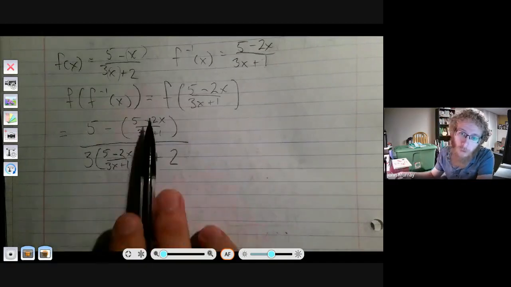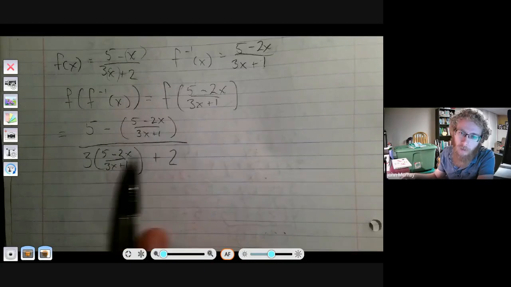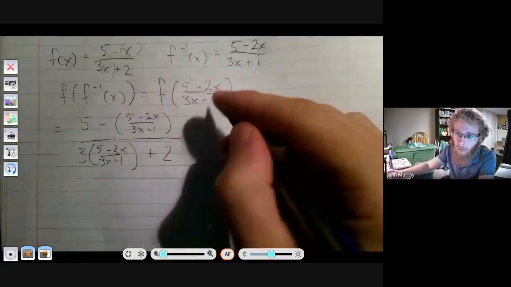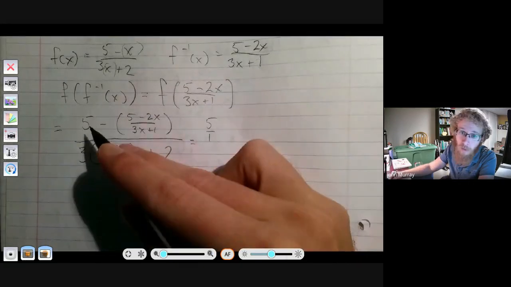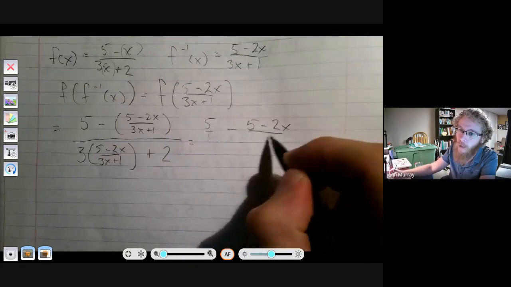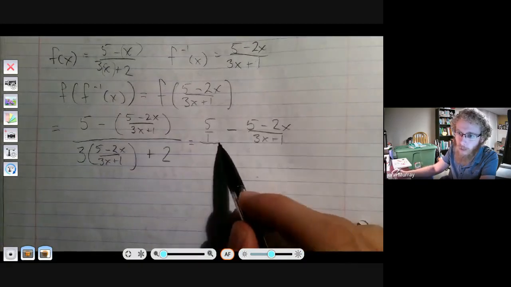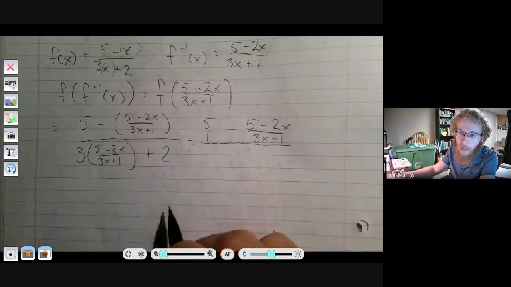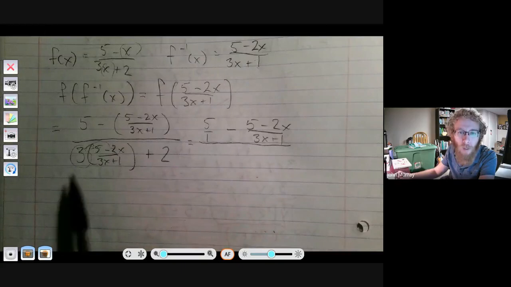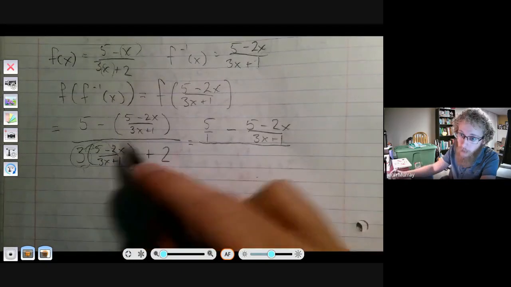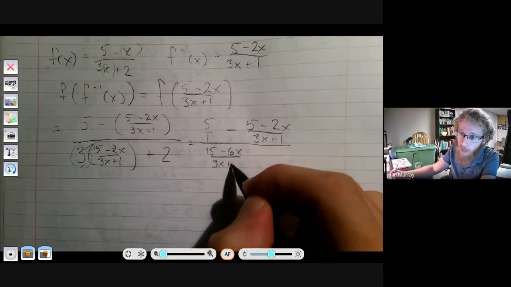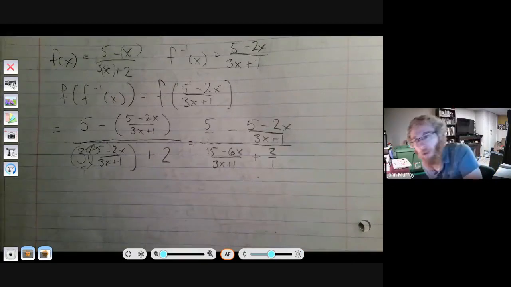Okay, so when we have a fraction within fractions, I want a common denominator for both. So what I'm going to do first is simplify everything so we get rid of these parentheses. I'm going to put 5 over 1, because this isn't a fraction yet, but we're going to have to make it a fraction. I'm going to put minus 5 minus 2x over 3x plus 1. So all I did so far was remove the parentheses and make that a fraction. Now here, this 3 gets distributed, but it only gets distributed to your numerator, because this is 3 over 1. So here, we're going to have 15 minus 6x over our original 3x plus 1, and then plus 2 over 1.